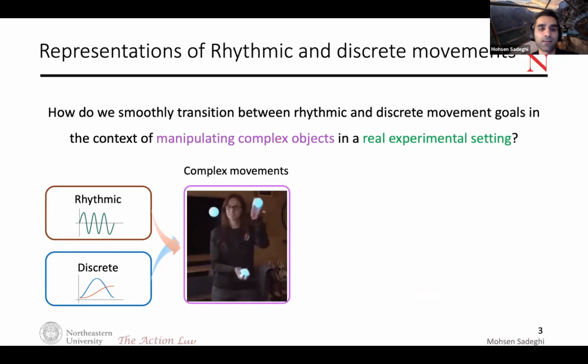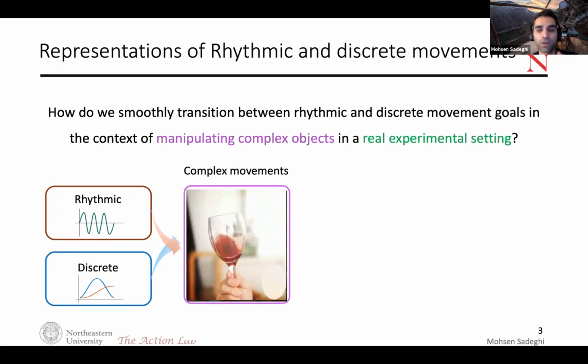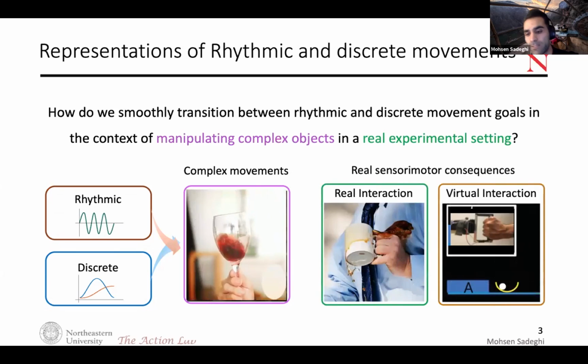We're mainly interested in that question in the context of manipulating complex objects and in a real experimental setting as opposed to a virtual one. Reza talked about the virtual setting where he studied the cup and ball manipulation. The importance of studying real interactions with objects is that there are real sensorimotor consequences, and these consequences could actually affect our decisions. If you make a sudden movement when carrying a cup of coffee, you may have to deal with real trouble. So I think it is very important to move towards studying more realistic experiments.